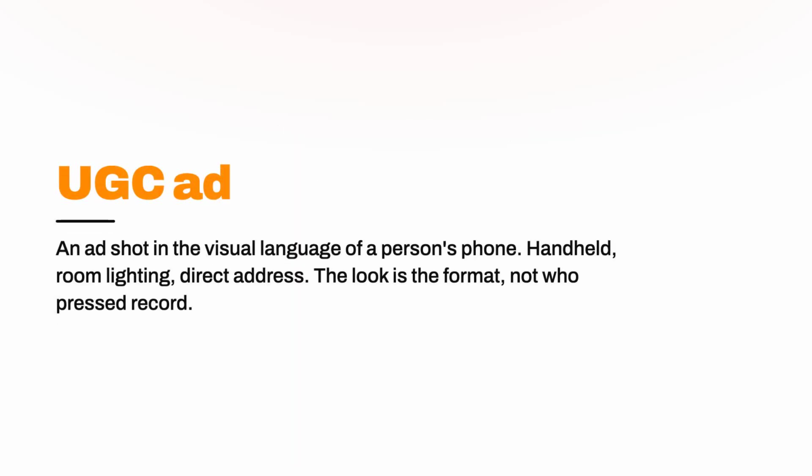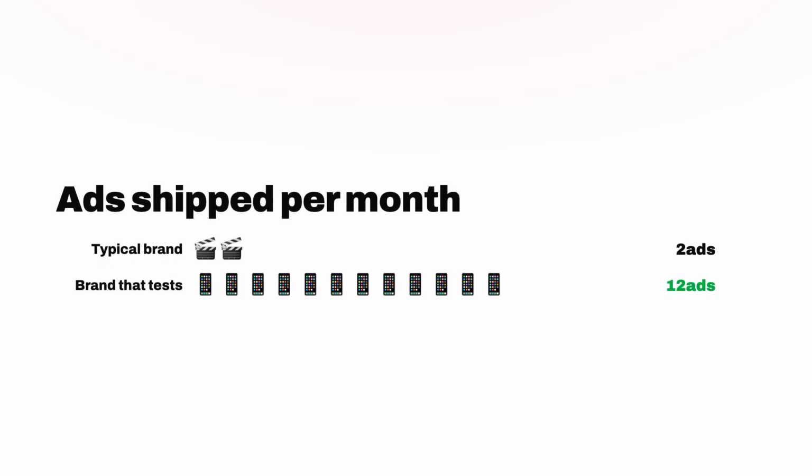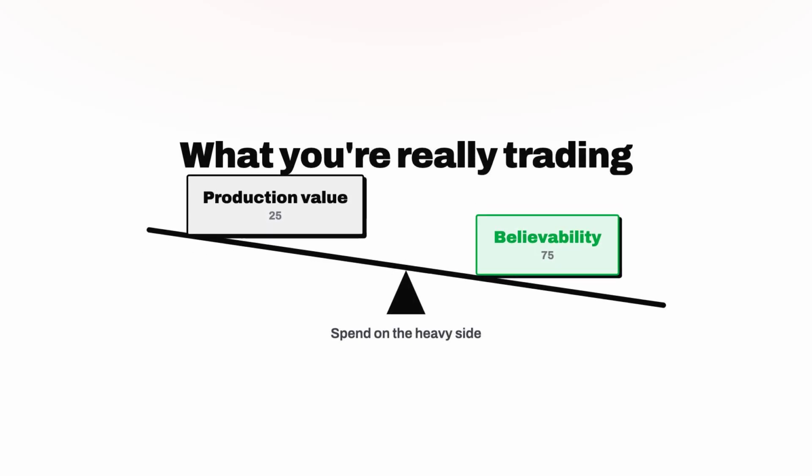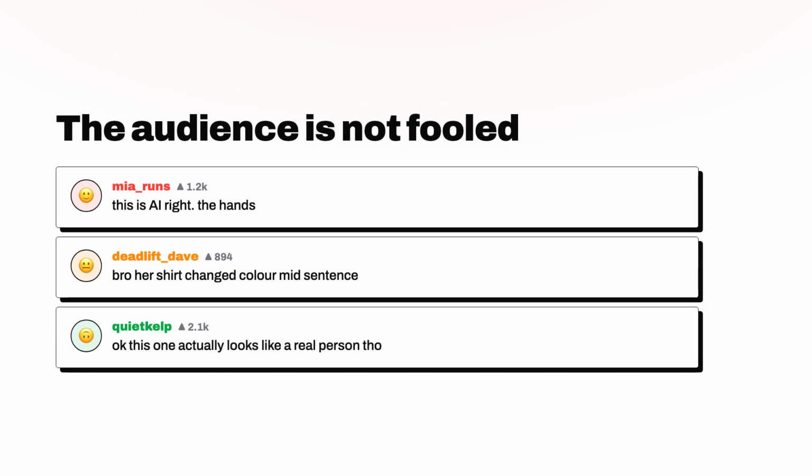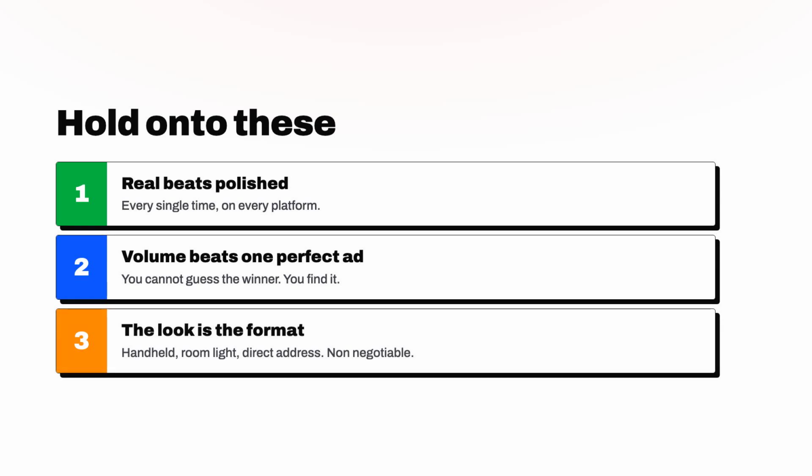Quick definition, because people use the term loosely. UGC is the look, not the source. Which matters because the brands winning right now aren't making one of these, they're making a lot of them. So there's this trade-off people get backwards. They spend on production value when believability is the thing that's actually carrying the ad. Honestly, the feedback loop is brutal now. People call it out instantly. So that's chapter 1. 3 things to hold on to before we get into the actual how.